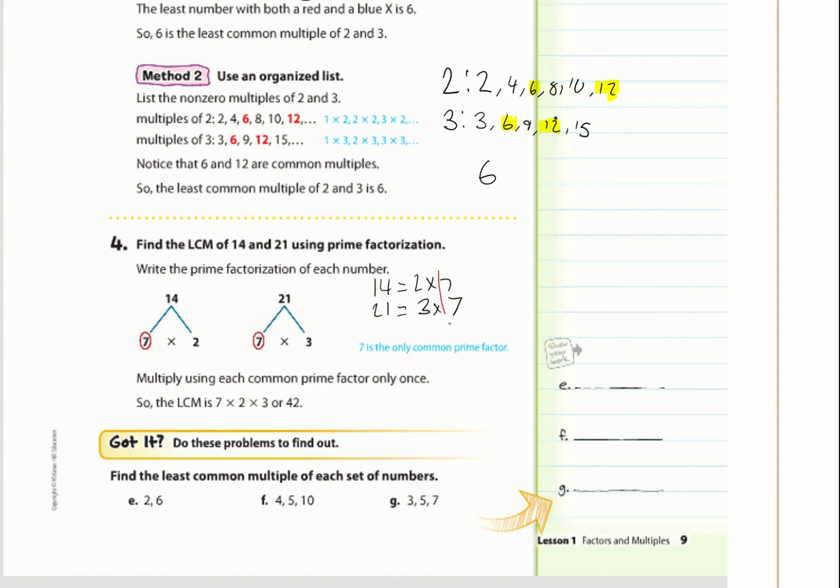Our 7s, we still pair those up. But our 7, we only write down once. So 7. The rest of the numbers, 2 and 3, now I write down the rest of my numbers. So 7 times 2 is 14, times 3 is 42. So my least common multiple is 42. And I'm going to go over that one more time. Prime factorization, my 7s pair up, so I only write it down once. And then I don't have any more pairs, so I just write down the rest of my numbers. 2 and 3 equals 42.